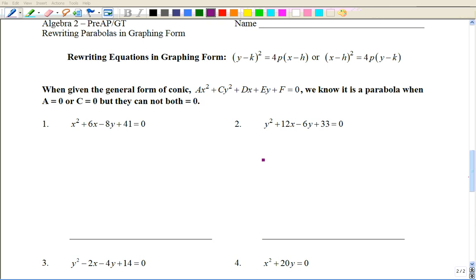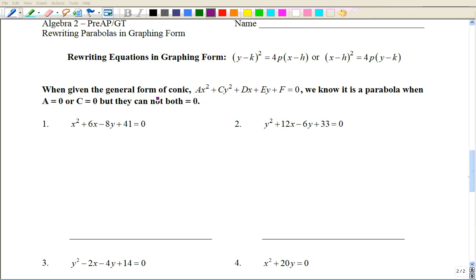Alright, so let's practice rewriting parabolas in graphing form. So here's a reminder of how to set these up. We'll have the squared term on the left, and you can figure out if it's vertical or horizontal based upon what the non-squared term is. So this first one is horizontal since the x is not squared, and the second one is vertical since it's the y that's not squared. But the 4p always stays in the same place.